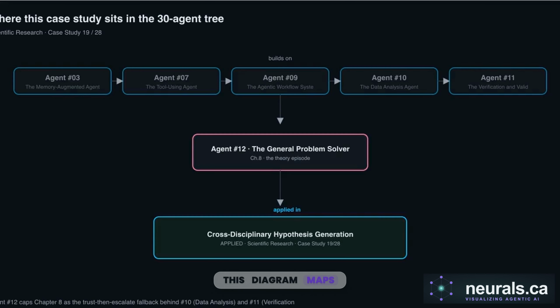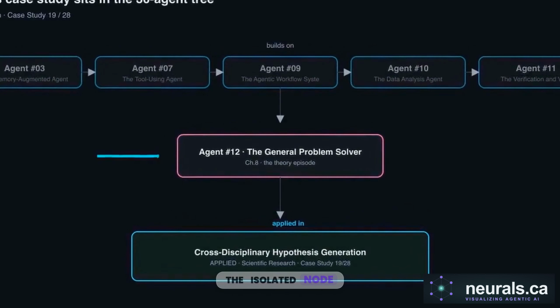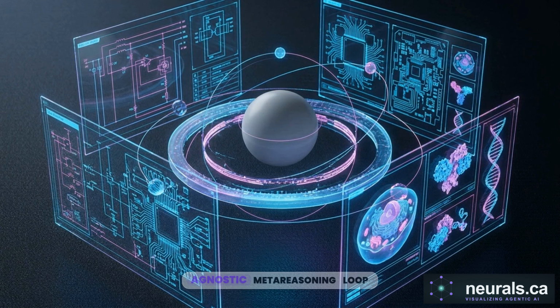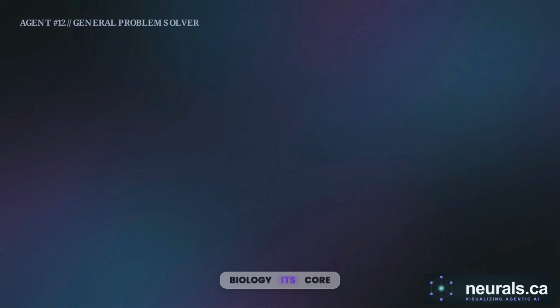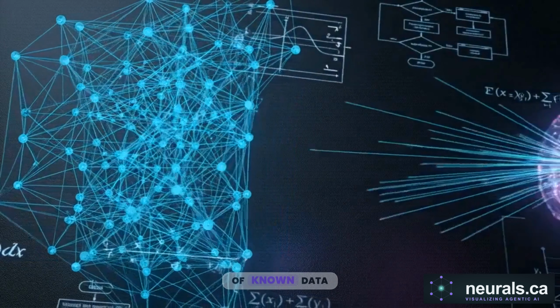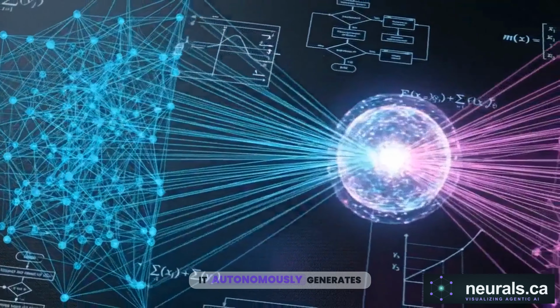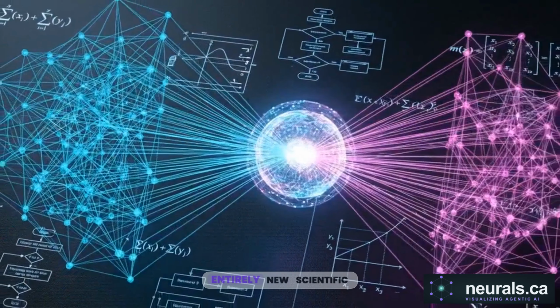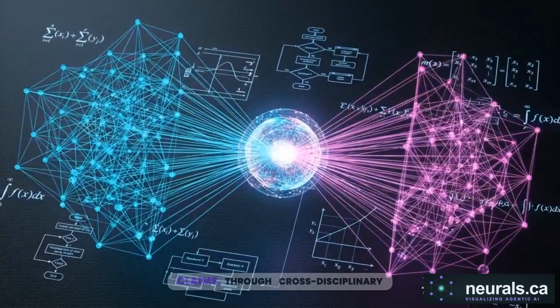This diagram maps standard agentic workflows. When typical data analysis fails to bridge a gap, we rely on the isolated node at the bottom, Agent 12, the general problem solver. Agent 12 operates as a domain-agnostic meta-reasoning loop, functioning independently of specialized training in grid physics or biology. Its core loop executes 3 steps. The system bypasses the retrieval of known data. It autonomously generates entirely new scientific claims through cross-disciplinary synthesis.